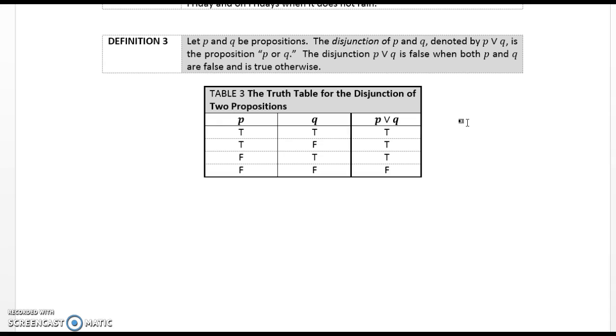When P and Q both are false, then P or Q is false. Otherwise, it is true.